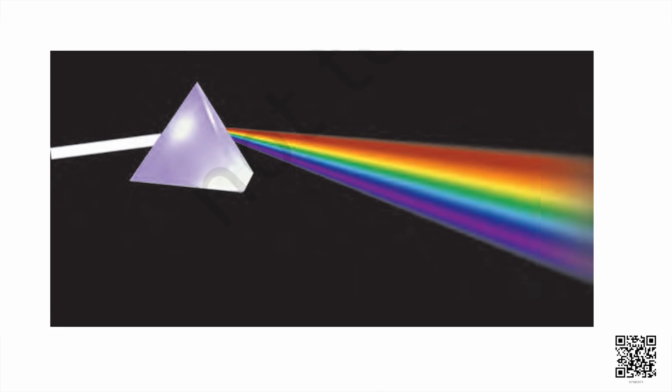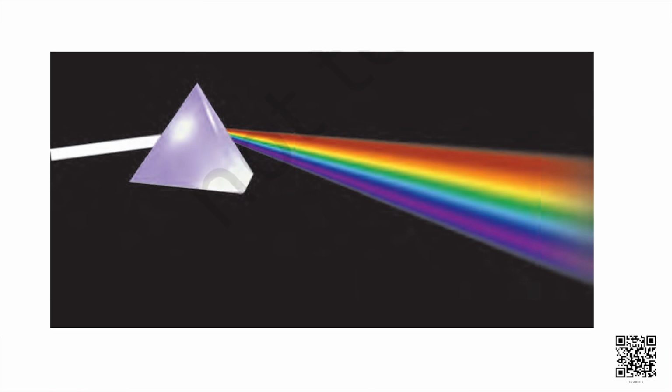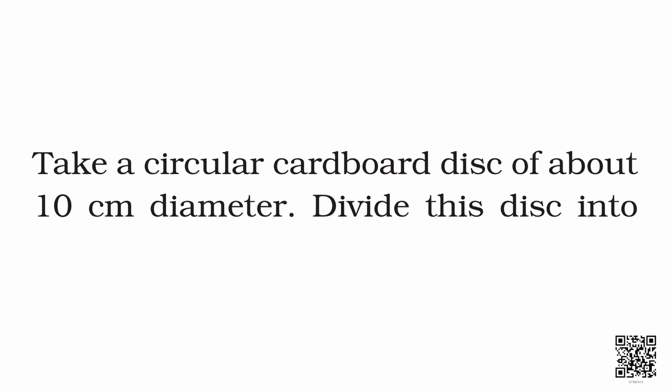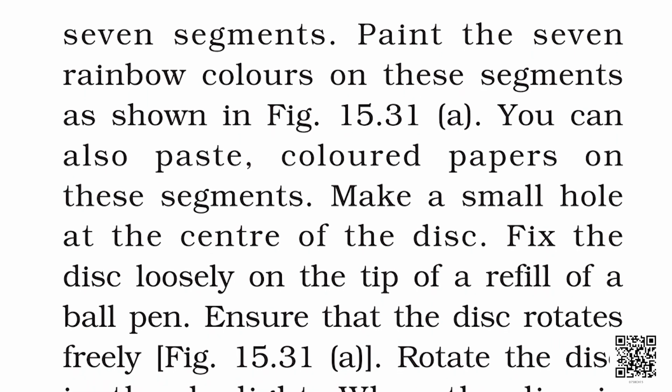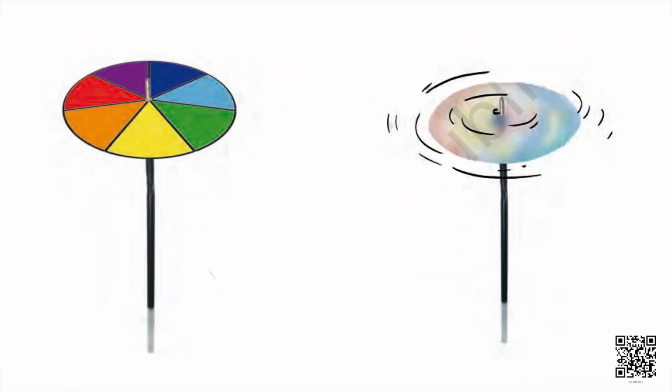You can try to identify these colors and also you can try to write their names in your notebook as well. Now, students, with this arise one more question, that can we mix these colors to get white light? Let us try that out also by this another activity, that is activity 15.12. For this activity 15.12, we will take a circular cardboard disc of about 10 cm diameter. We will divide this disc into 7 segments and then we will paint the 7 rainbow colors on these segments as shown in this image.